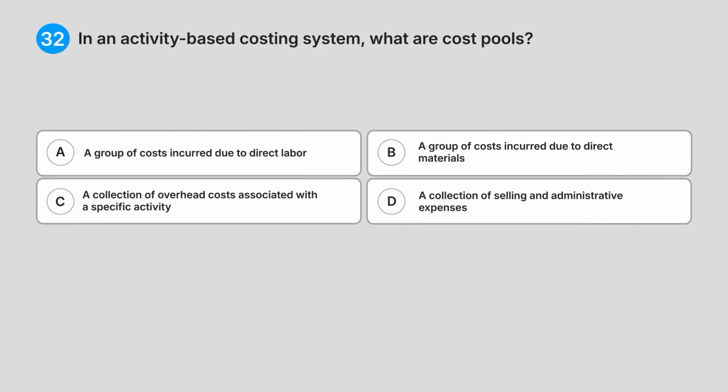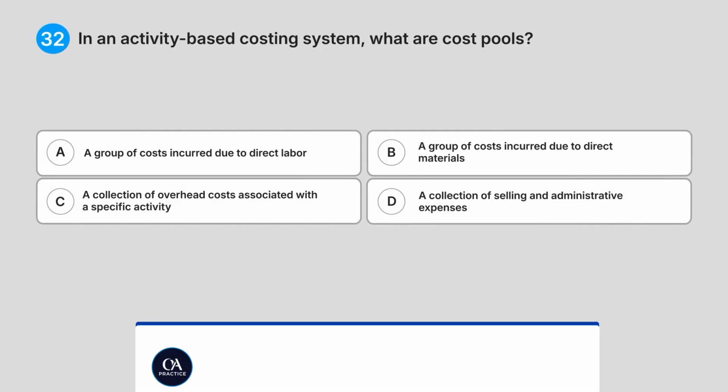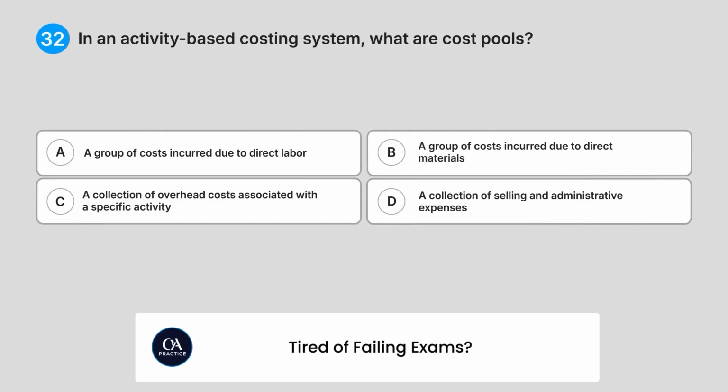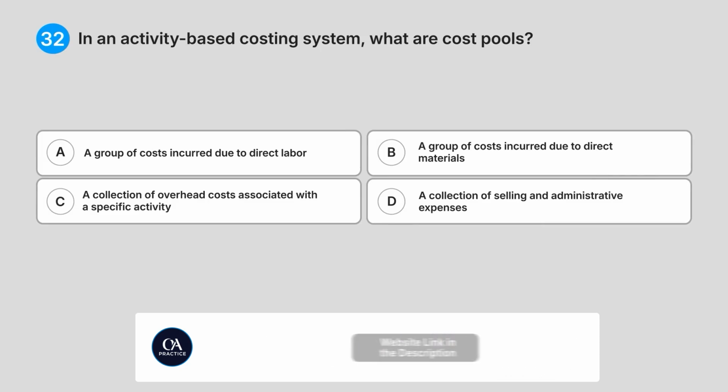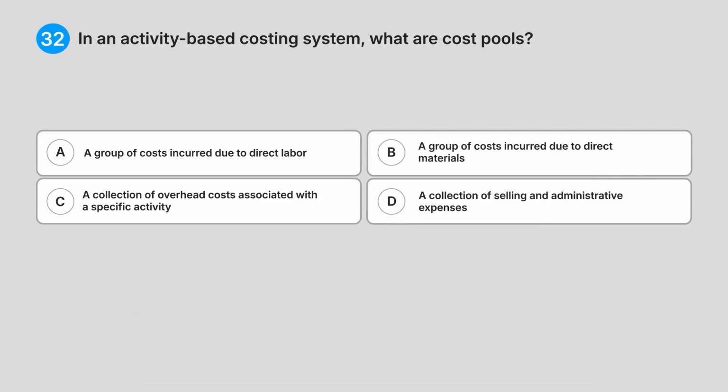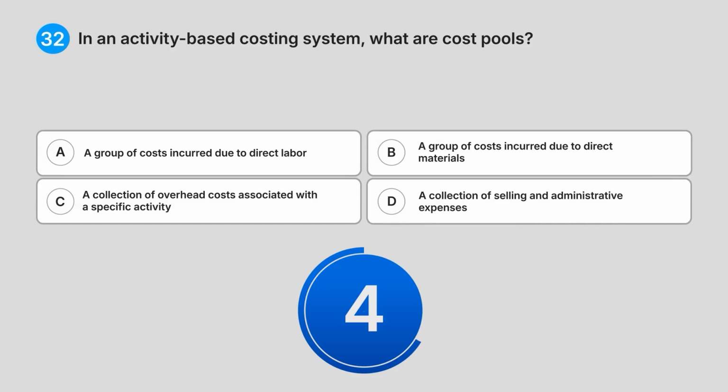32. In an activity-based costing system, what are cost pools? A. A group of costs incurred due to direct labour. B. A group of costs incurred due to direct materials. C. A collection of overhead costs associated with a specific activity. D. A collection of selling and administrative expenses. What do you think is the answer?